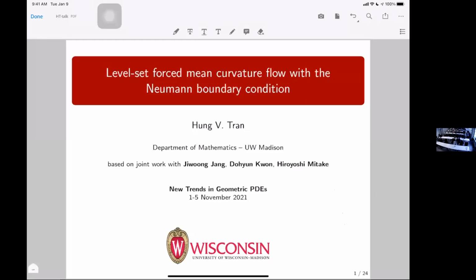Christopher, sorry, I don't see the cursor. No. Move the mouse to the right. Okay.